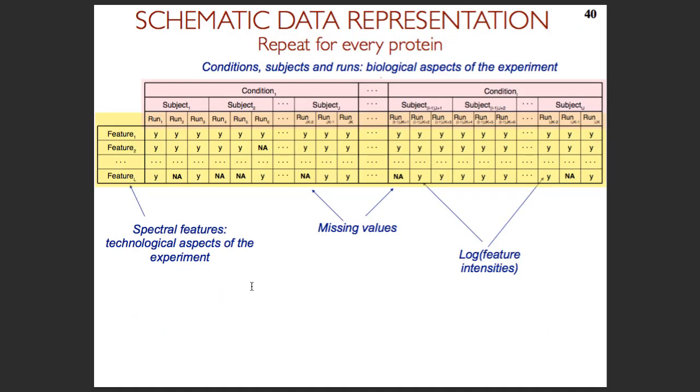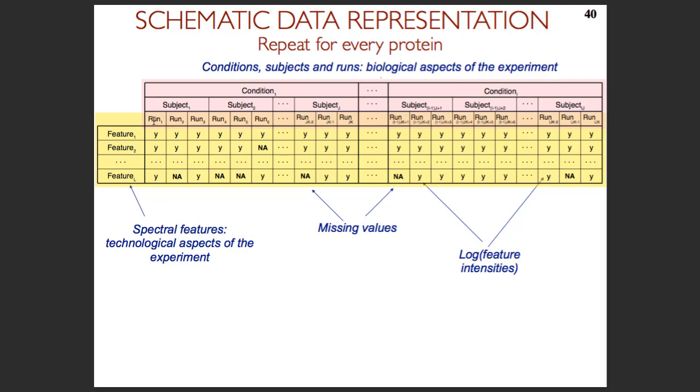And so this is what this would look like. This would be our representation of the data structure in these experiments. This will be one particular protein. The protein will be acquired across multiple runs. And the pink annotations of this data structure explain the fact that we have multiple runs.